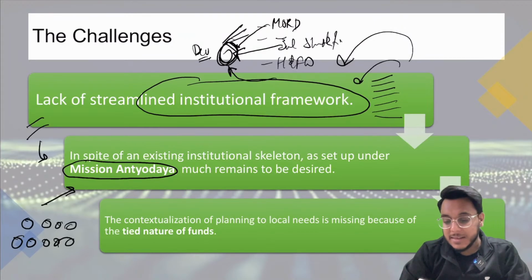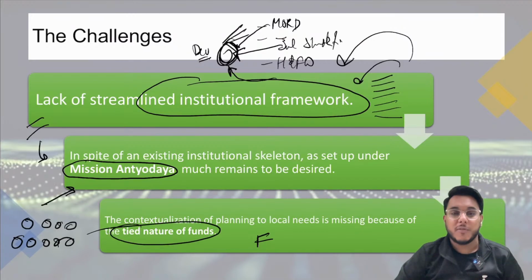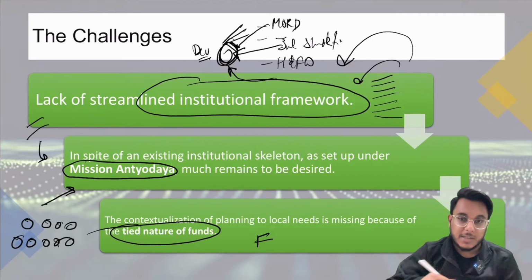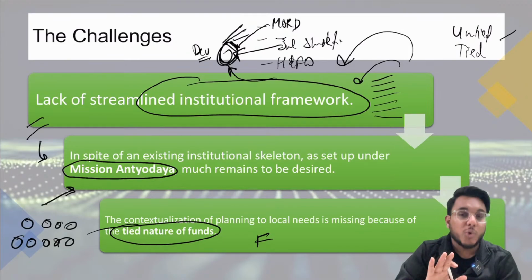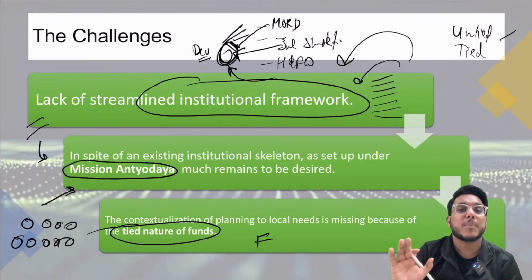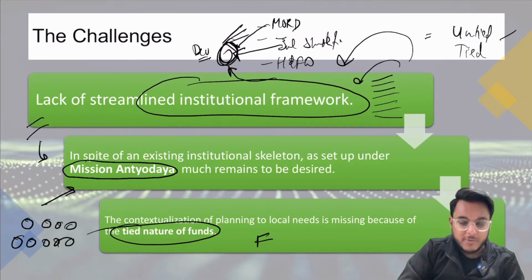Now, however, in the government's design of achieving SDGs through local factors, we have not accounted for one particular thing, that is, we have not been able to get proper funding because of the tied nature of funds. What is the meaning of the tied nature of funds? Basically, guys, there can be two types of funds: tied funds and untied funds. Untied funds are those funds which can be used for any purpose. Is it clear or not? You can use the money for any purpose.